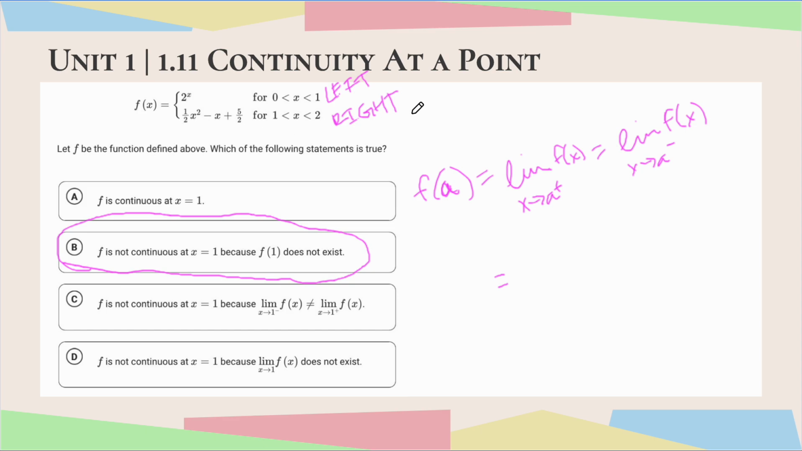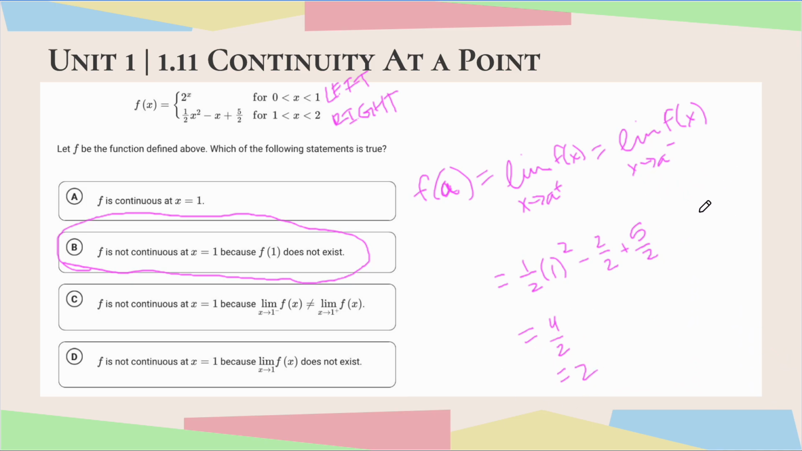So from the right, if I went ahead and plugged in 1, I would get 1/2 times 1 squared minus 1. I'm going to actually write this as 2 over 2, anticipating that I'm going to need a common denominator, and then plus 5 over 2. So simplifying this, this is just going to be 1/2. 1/2 minus 2 over 2 gives me negative 1 over 2, plus 5 over 2 gives me 4 over 2, which simplifies down to just 2.